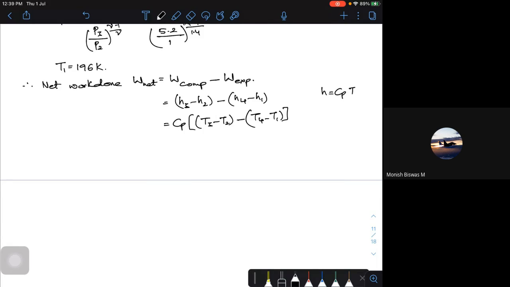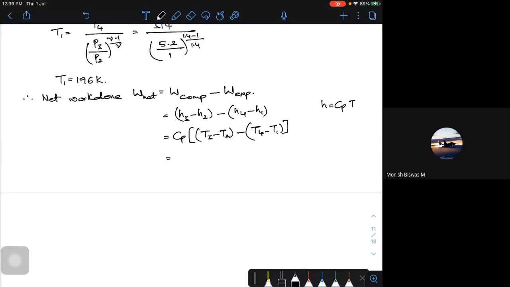Now I know all the values. What is the value of Cp? Cp I can take as 1.005 into 10 to the power of 3, so that I'll get it directly in kilojoules. So T3 is 466 minus T2 is 291 minus T4 is 314 minus 196. If I substitute, I'm getting my net work done as 57 kilojoules per kg, because the mass flow rate is 1 kg, so that's why I'm taking it.